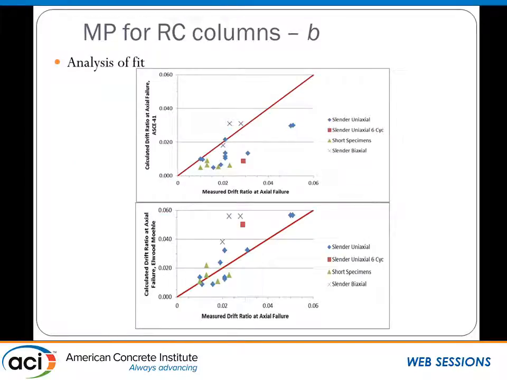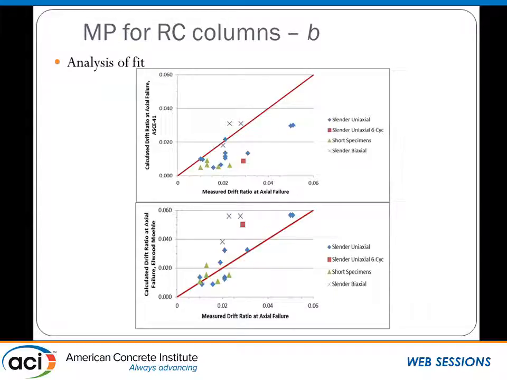And if we look at the current ASCE 41 values here versus the measured axial values, this is a subset of the data of columns that failed axially, we find that the measured numbers are bigger than what ASCE 41 predicts. The values are conservative. So the drift or the deformation at axial collapse is conservative currently.